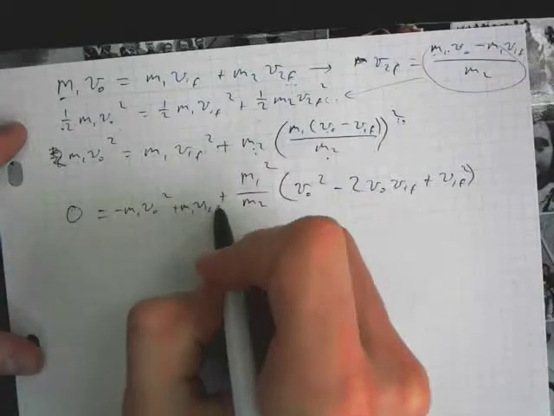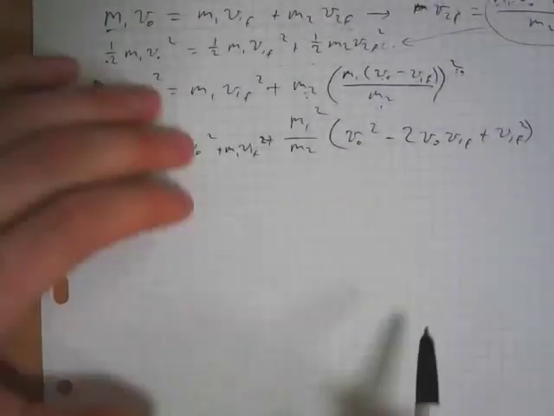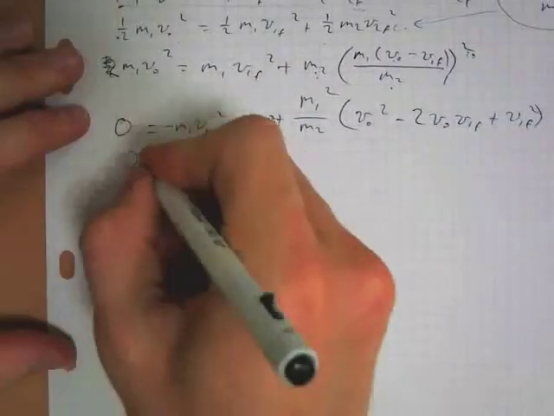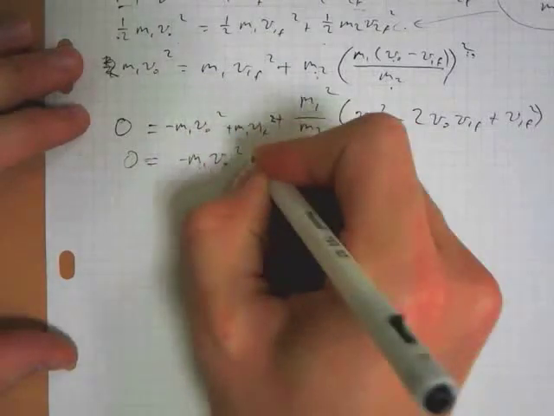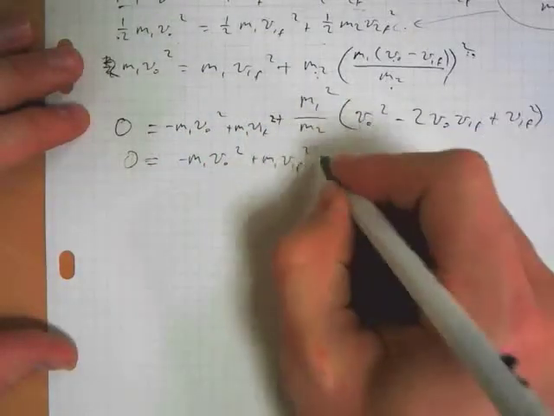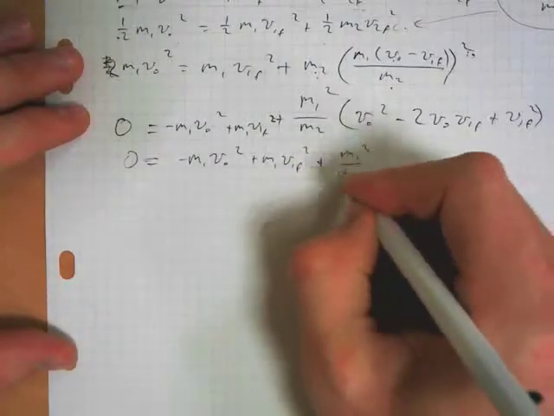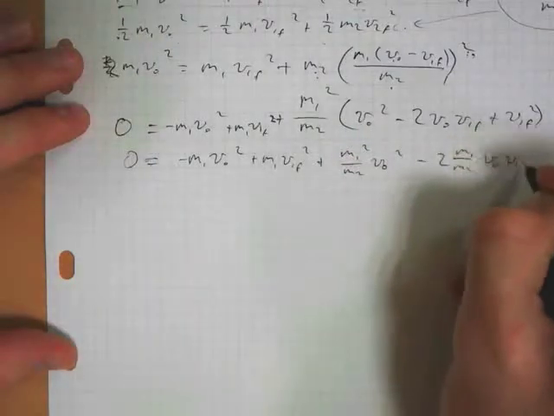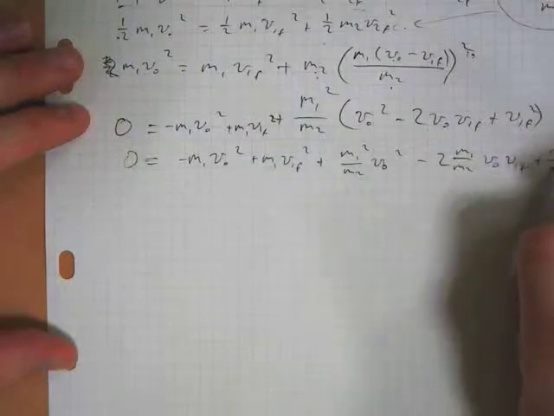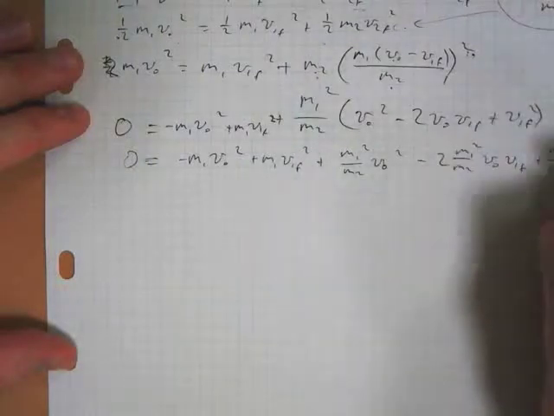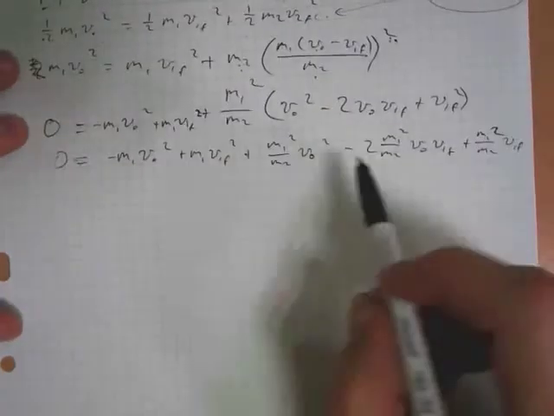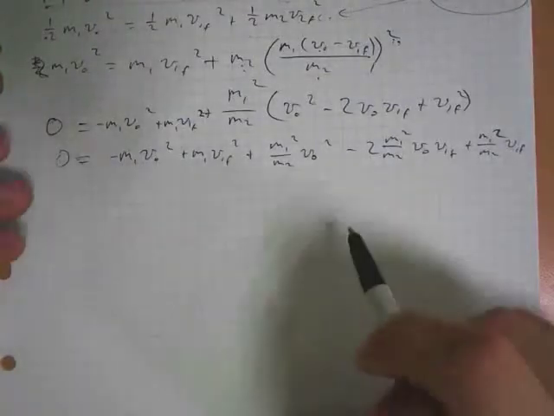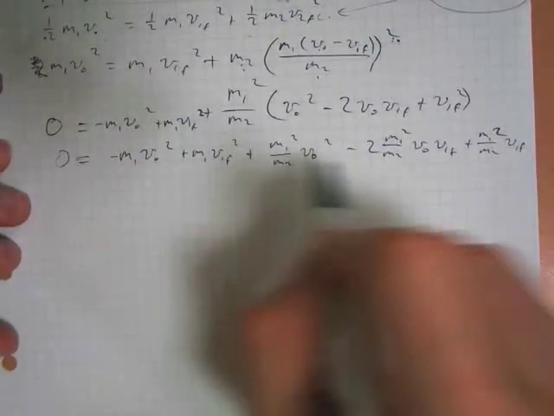Alright, so we've got this nasty thing. Now this is yucky algebra, but we can work through it. I'm just going to go ahead and distribute everything. v1 final squared plus m1 squared over m2 v0 squared minus 2 m1 over m2 v0 v1 final plus m1 squared over m2 squared v1 final. To make this a little bit nicer looking, first off, we can cancel out a factor of m1 off of everything.